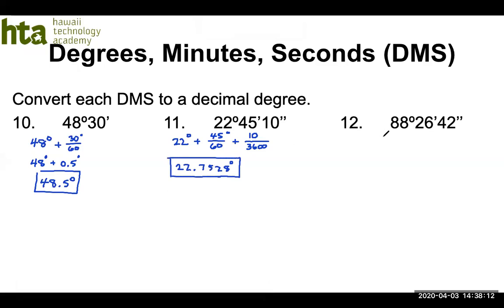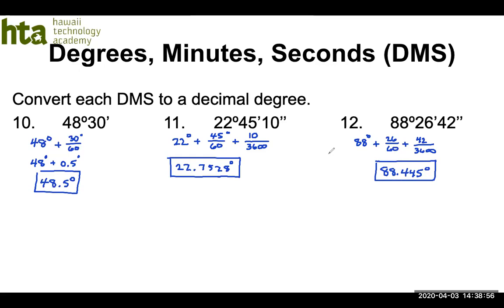All right, number 12, same thing. Take the 88 degrees, keep it degrees. We're going to add it to 26 minutes over 60 minutes in an hour. And we're going to add that to 42 seconds over 3,600 seconds in an hour. And that's what we're going to type into class calc. So we type all of that into class calc and we don't get 4 decimals, so that's okay. So we're just going to write the whole answer. 88.445 degrees is the decimal form of that DMS degree. All right, so that is converting DMS to decimal. That's the process for doing that.